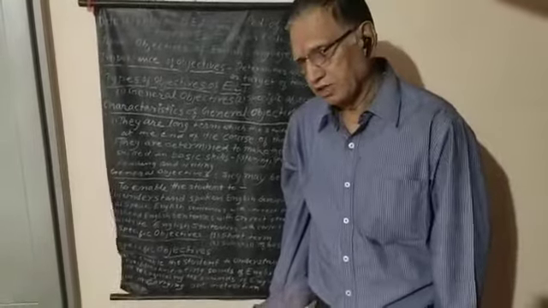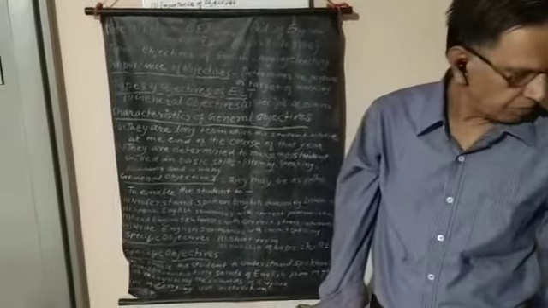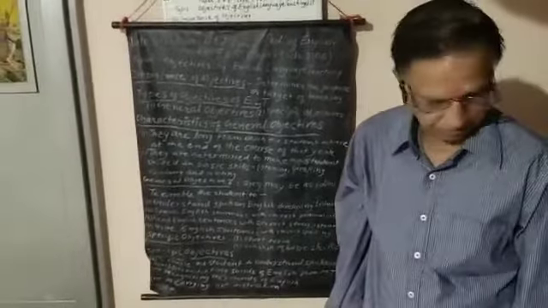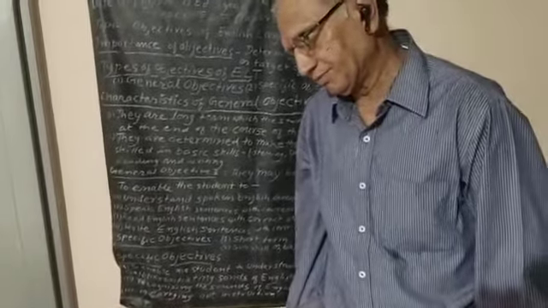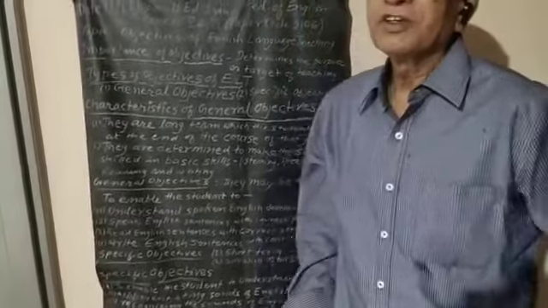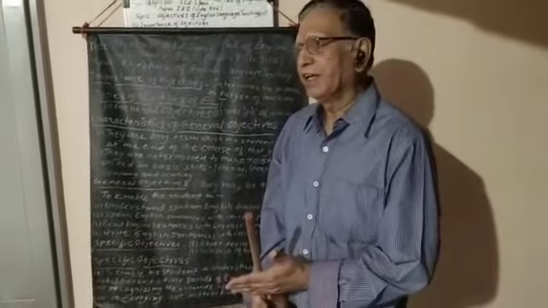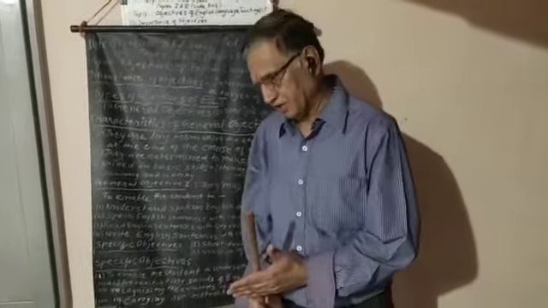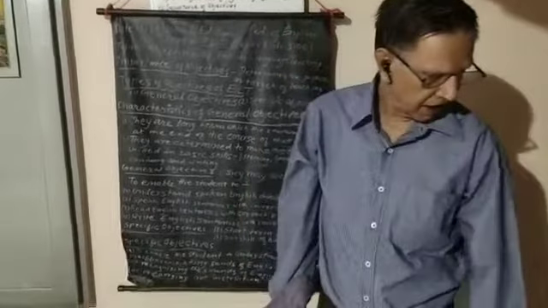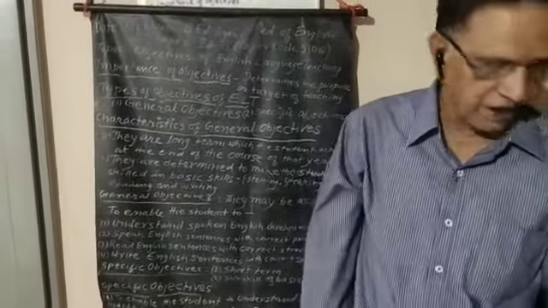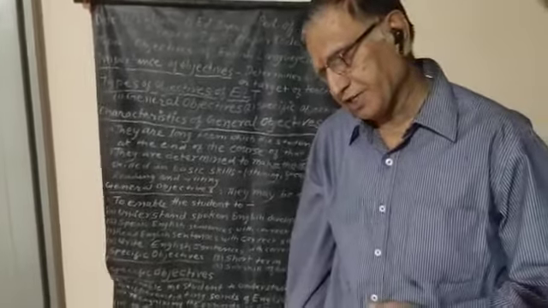Now, what are the general objectives? General objectives are like this. First, to enable students to understand spoken and written language, means to develop his listening skill. If he has listened carefully, then he understands the spoken English and written English. And second, to enable students to speak simple English with correct pronunciation, stress, intonation, etc.